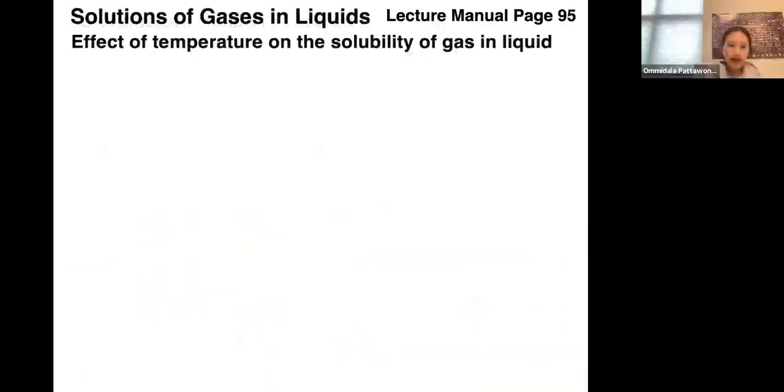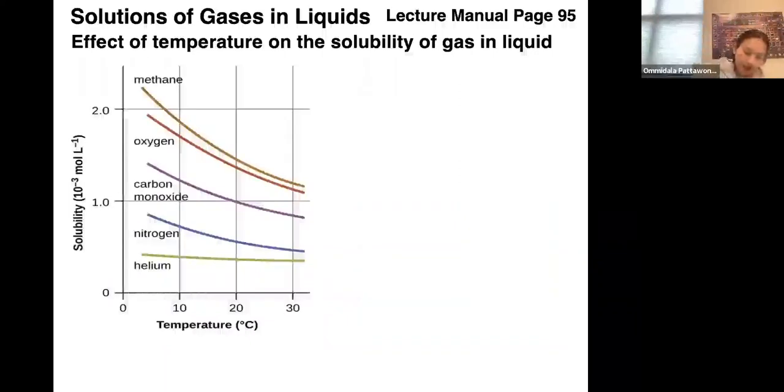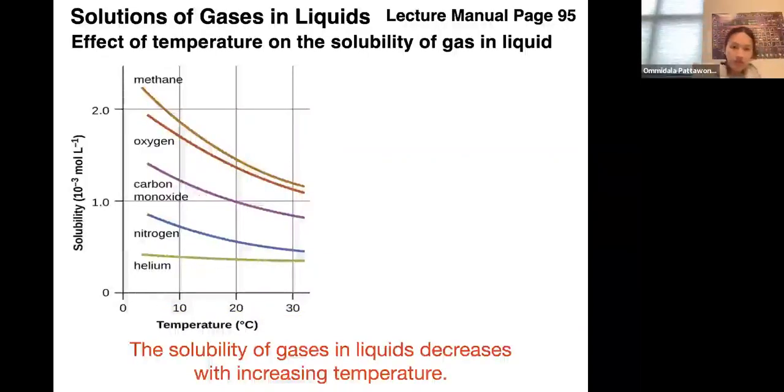The next thing we're going to take a look at is the solution of gas in liquid. Okay, so we're going to take a look at the effect of temperature on the solubility of gas in liquid. Here's the graph plotting temperature on the x-axis and solubility on the y-axis. So this tells you how many moles of the solute can dissolve per 1 liter of the solvent. Okay, in this case, we are going to look at gas as the solute, and water would be the solvent. If you're looking at the temperature, you will see that as temperature increases, all of these gases are going to dissolve less. So the takeaway message of this graph is that the solubility of gases in liquid decreases with increasing temperature.